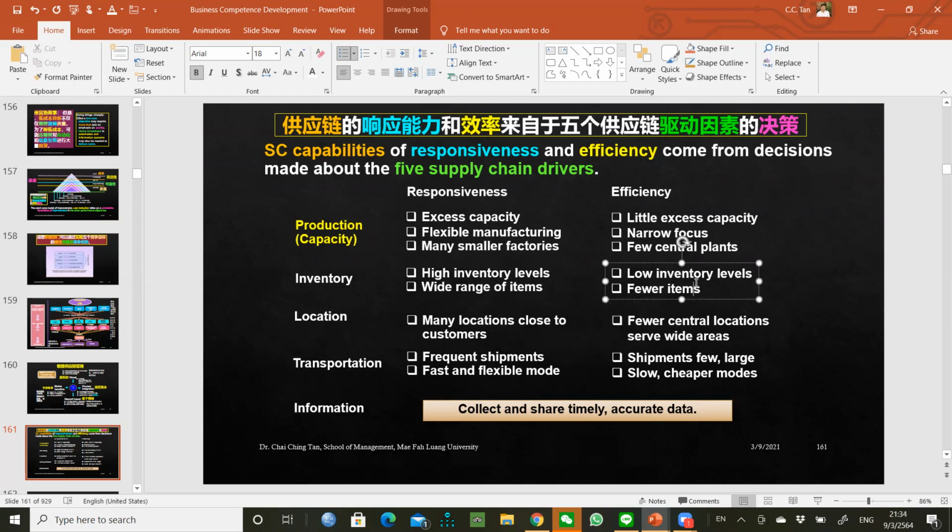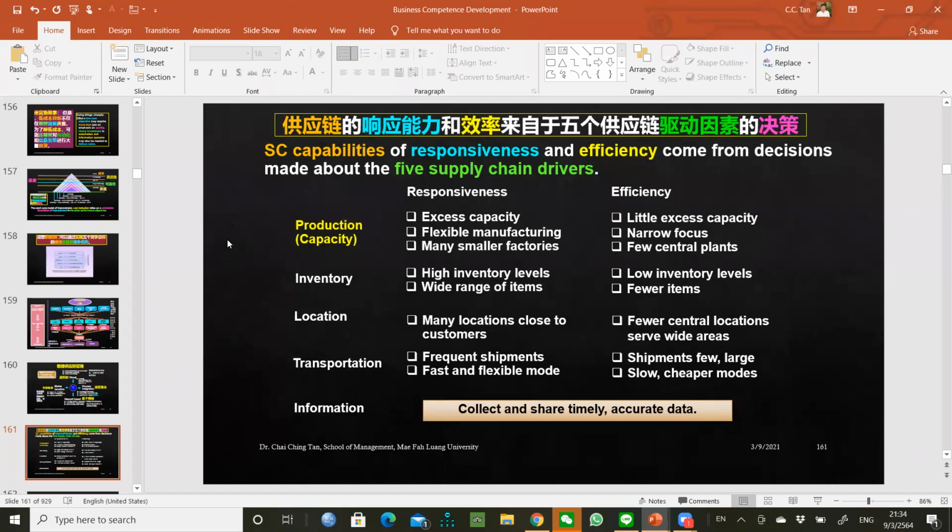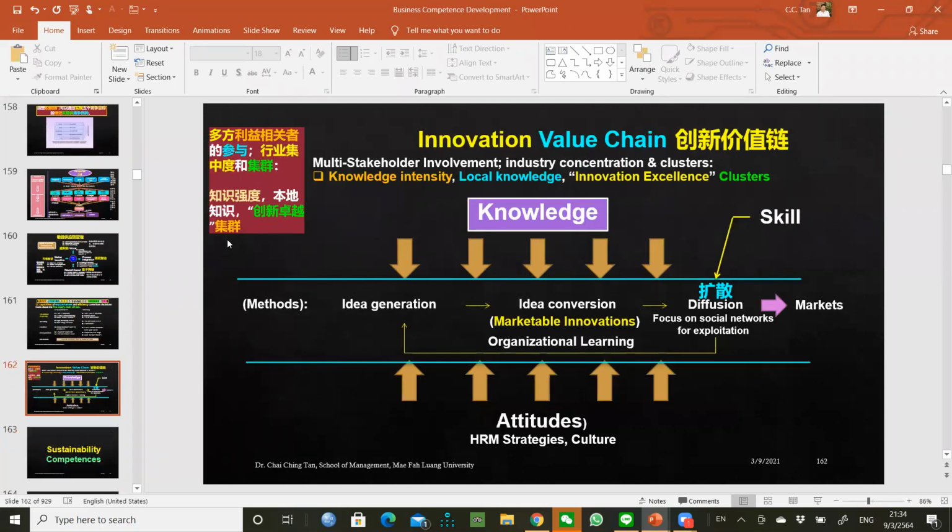Okay, so you can see that this capacity, inventory, location, transportations, information, all these are 5 basic requirements of the operations management system that in combination will deliver your responsiveness, efficiencies, your qualities, and your dependabilities, and things like that, right? And this is just nothing but bringing you to the supply chain from the innovation perspective.